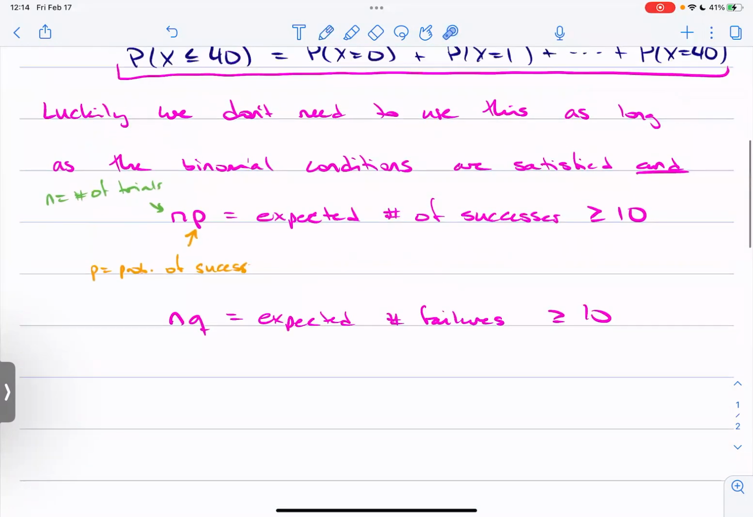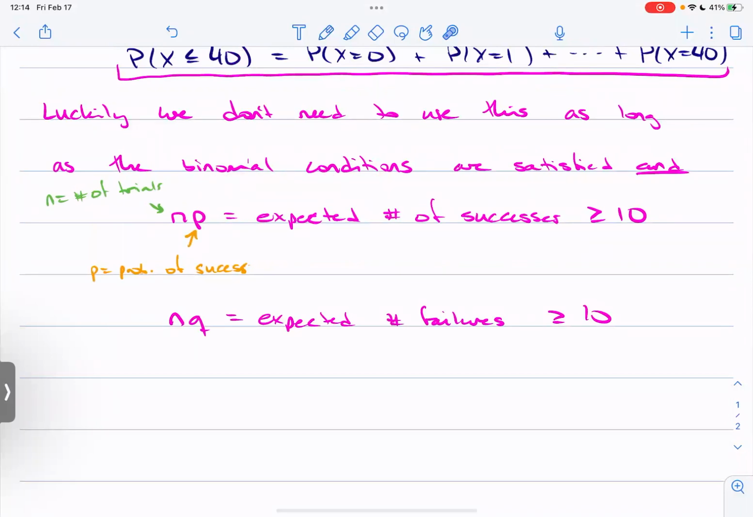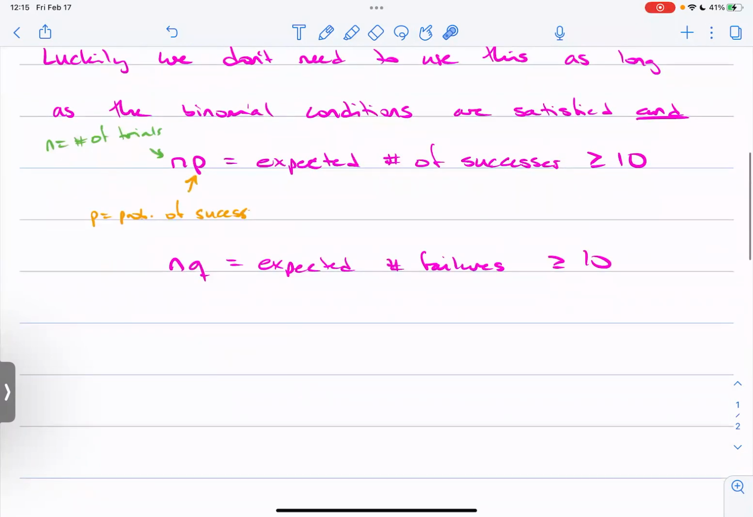And so on top of the binomial conditions, if you want to use the normal approximation to the binomial, which we haven't introduced yet, but I think you kind of have a clue that, okay, I'm going to be able to use the normal distribution to calculate binomial probabilities, which is like crazy, but it's true, guys, it's true.